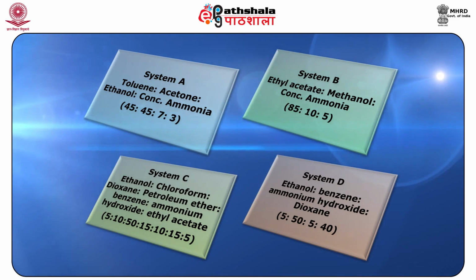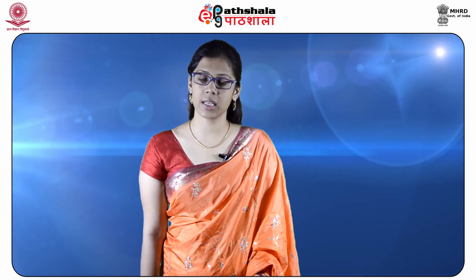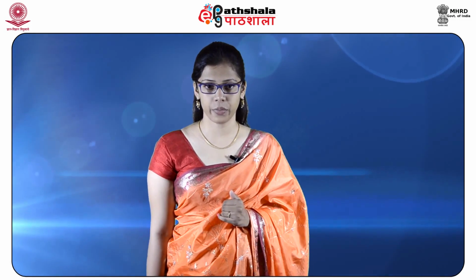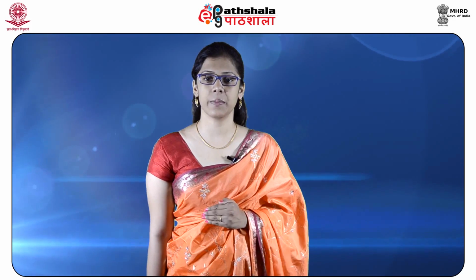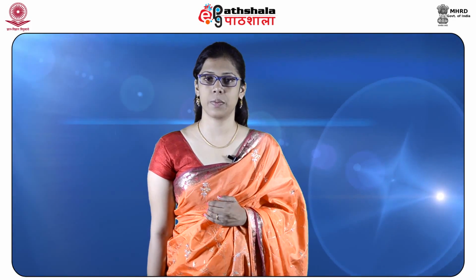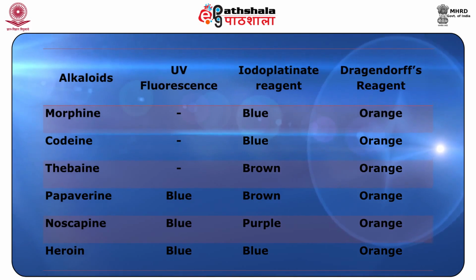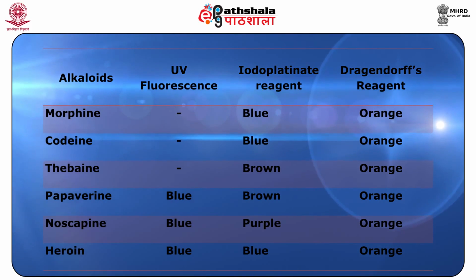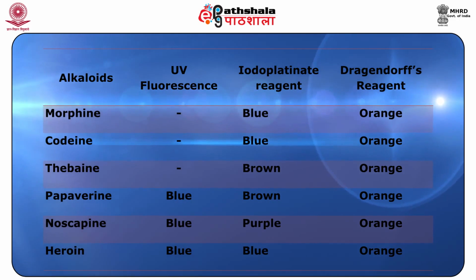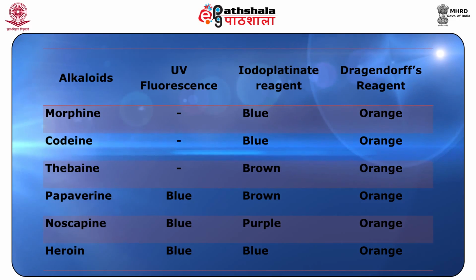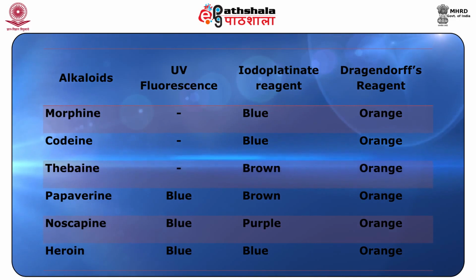5:50:5:40 ratio. Now let us see the visualization methods, that is the ultraviolet light at 254 nanometer, Dragendorff reagent spray, acidified potassium iodoplatinate reagent spray. Let us see the TLC visualization in case of various alkaloids with the reference of their UV fluorescence, iodoplatinate reagent and Dragendorff reagent.